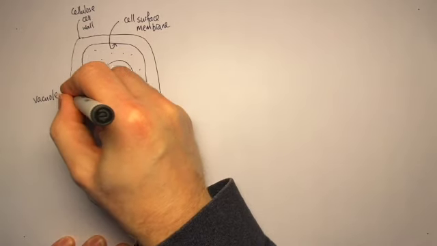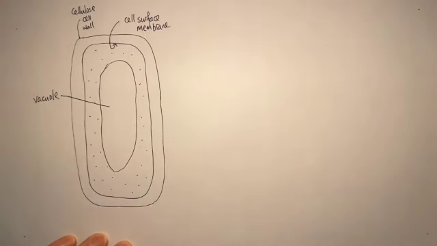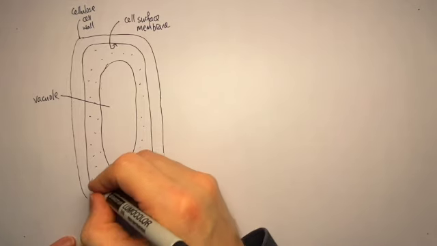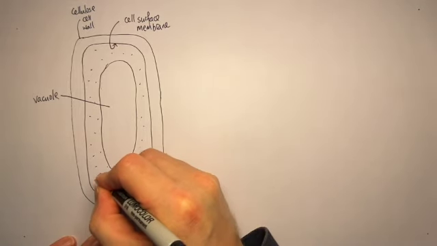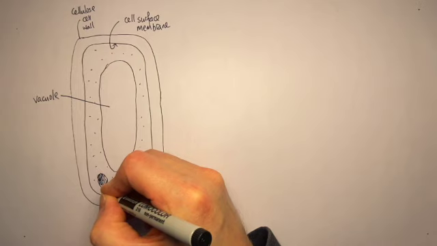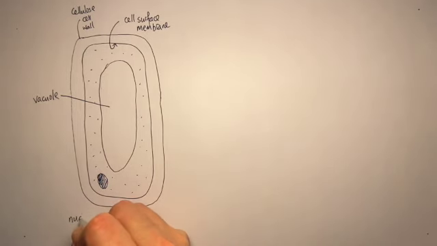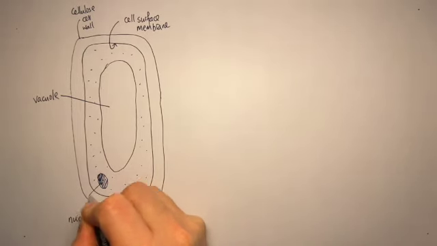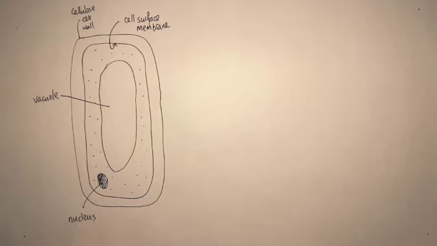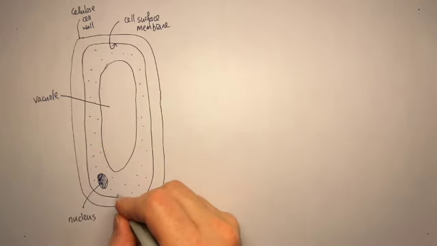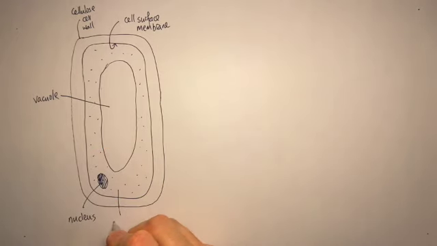And we're not going to talk about the vacuole at all today. Another big organelle that we would see, of course, is the nucleus. And we're not going to talk about the nucleus very much today either. So this here is the cytoplasm.